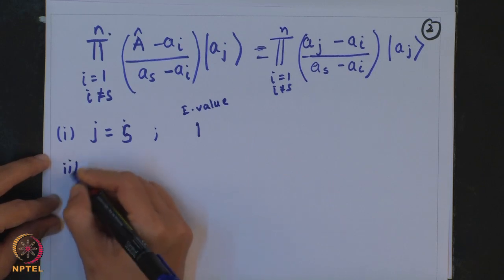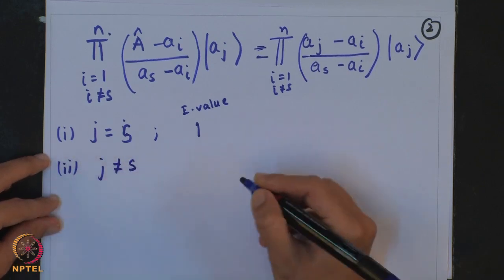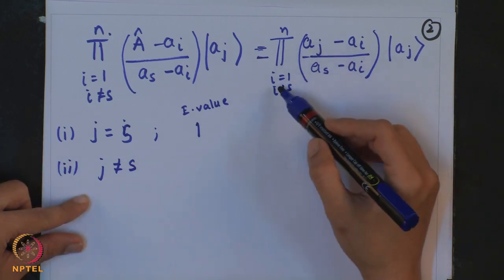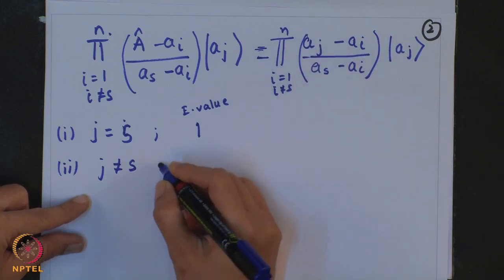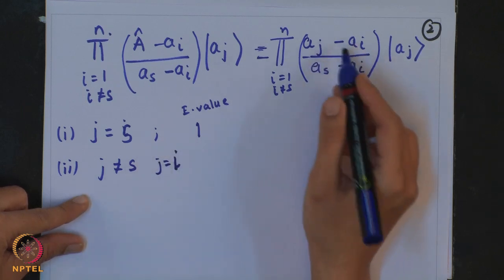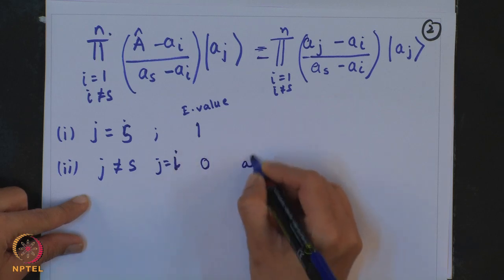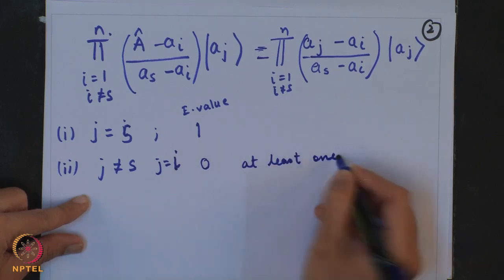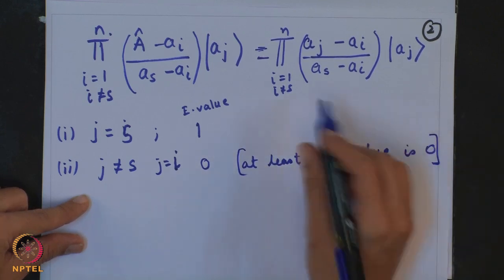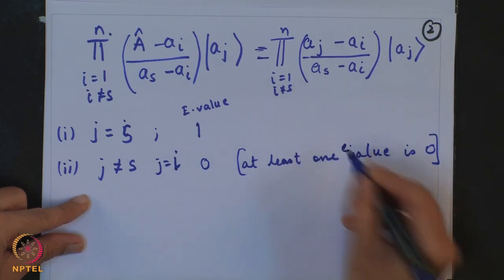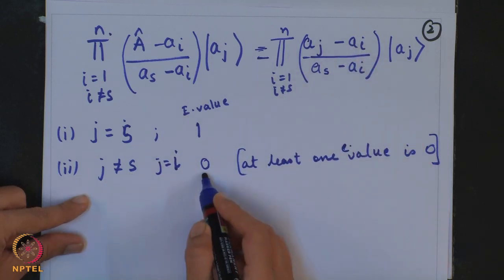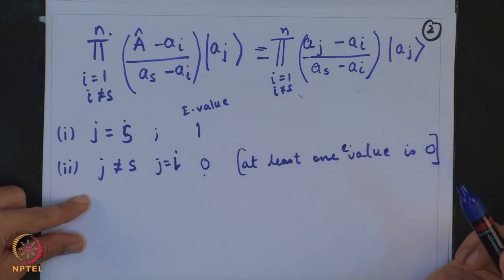And when J is not equal to S, this is not equal, but I goes from 1 to n, and if it picks a value, when J becomes equal to I at some point, the numerator becomes 0. So at least one eigenvalue is 0. That means for J not equal to S, the eigenvalue becomes 0.